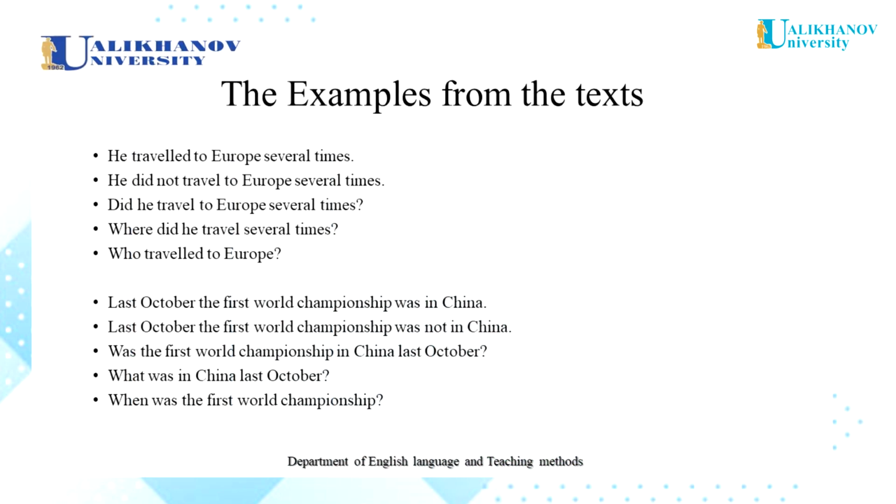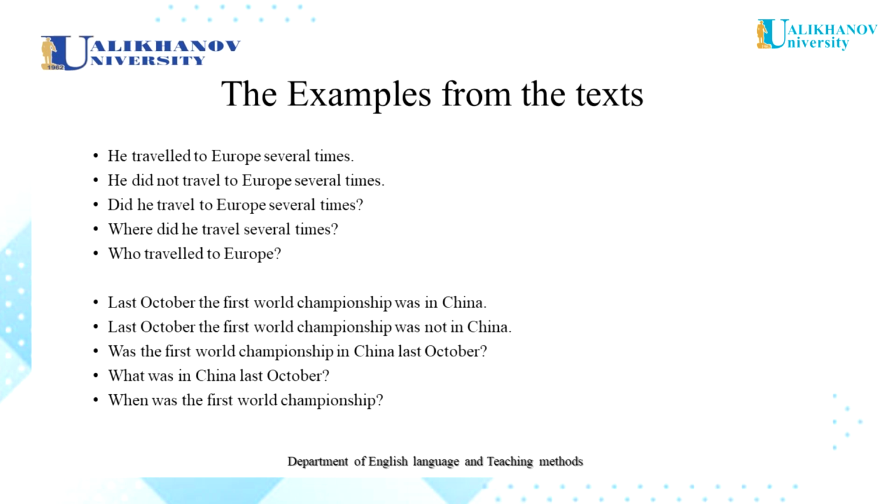Now look at the examples from the texts which you are going to listen to. He traveled to Europe several times. It is a positive sentence. So the verb travel is a regular verb. That's why to form the past simple tense, we add the ending ed. He did not travel to Europe several times. It's a negative sentence. To form a negative sentence, you must use the negative form of the auxiliary verb did not. And then goes the infinitive form or the base form of the verb travel.